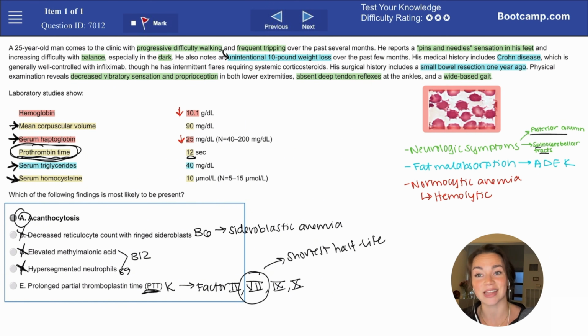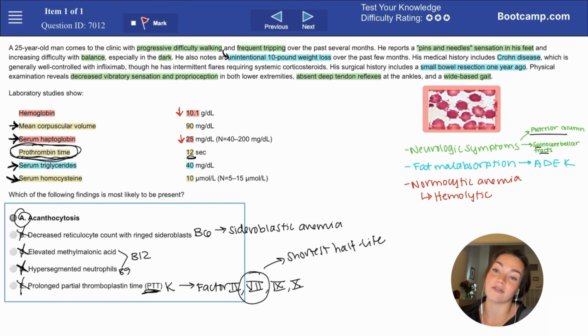PTT is generally a later finding. That's a testing point that deceptively comes up all the time. If you can remember that factor 7 has the shortest half-life, that will actually get you a long way. Just sort of a side learning point though. In general, this clinical picture is not in line with a vitamin K deficiency, so that's out.